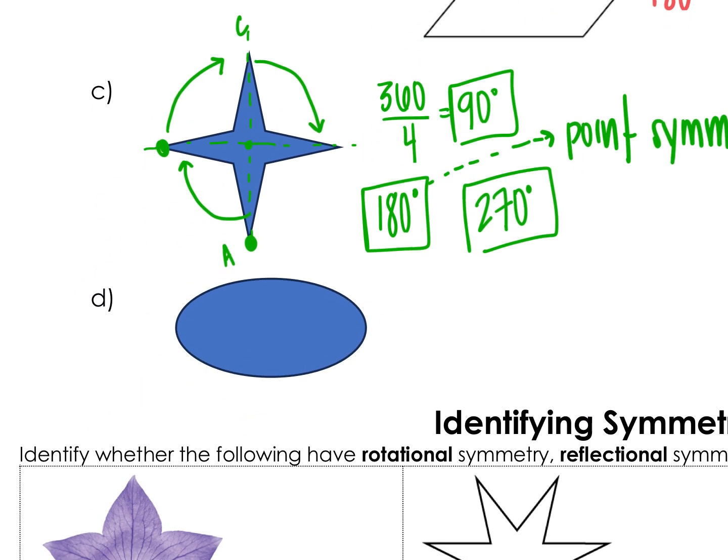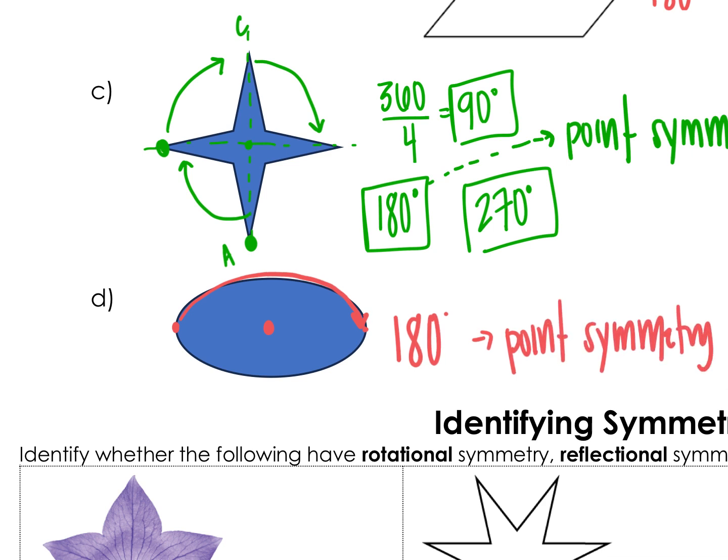Try the last one on your own. Try to figure out how many degrees we can rotate this shape so that it would land completely on itself. If you rotate it 180 degrees, it'll map onto itself, meaning that this shape also has point symmetry. There are no other rotations that would land that oval, or ellipse if we're going to be super mathy, onto itself. 360 degrees is true.